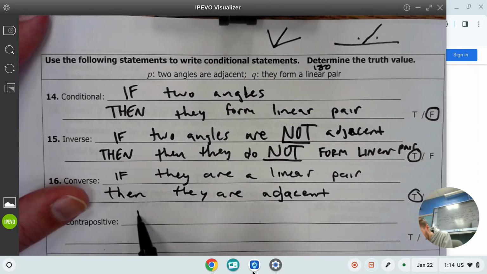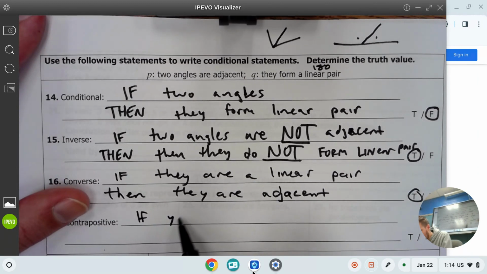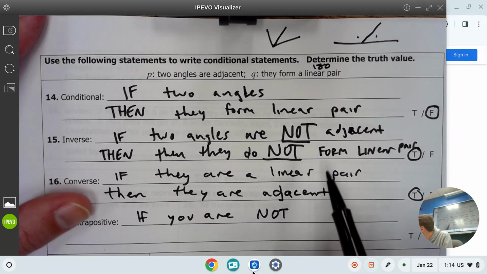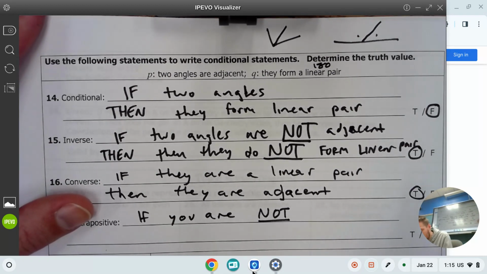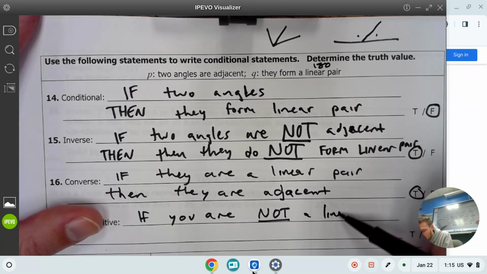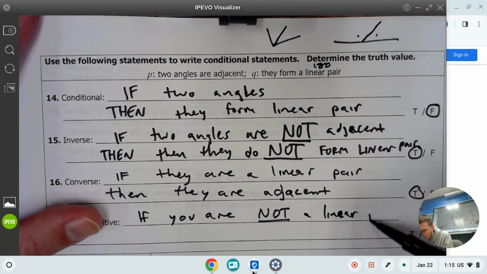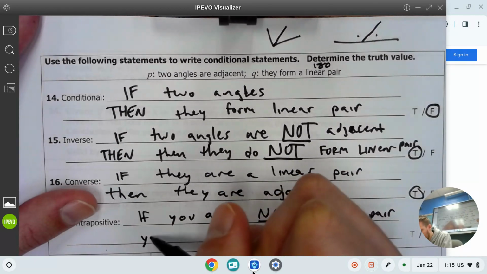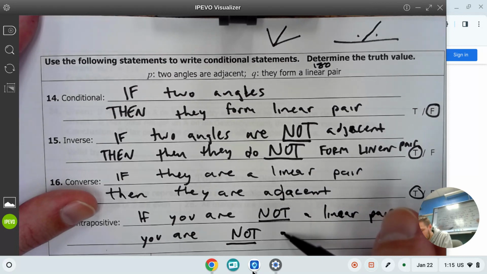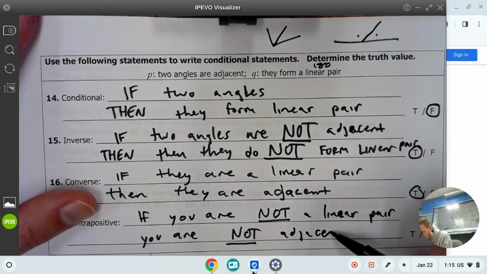Contrapositive. All right, lunchtime. Have a good lunch. Concentrate. If you are not a linear pair, you are not adjacent.